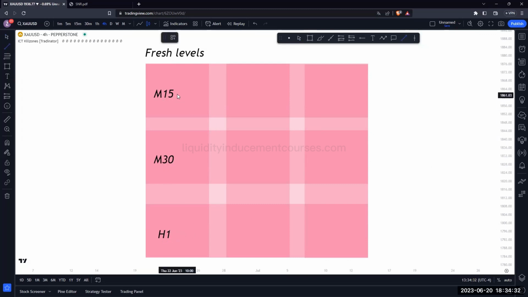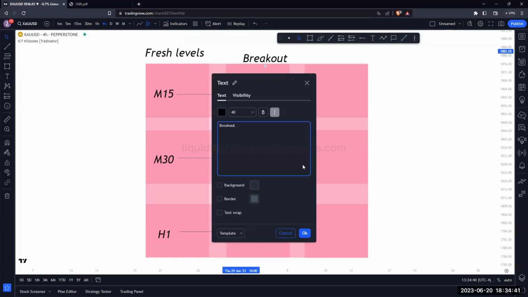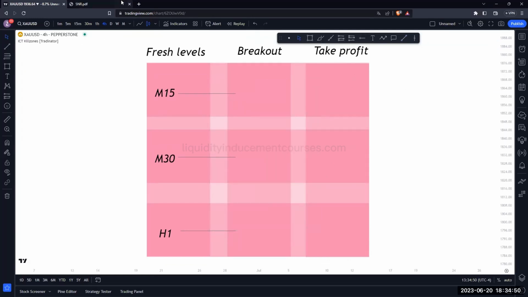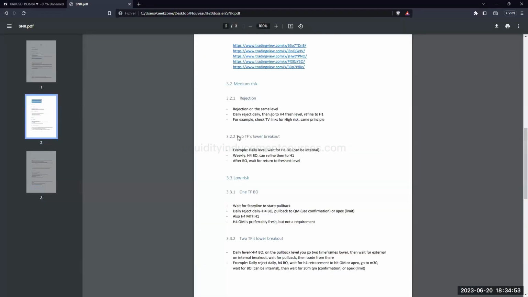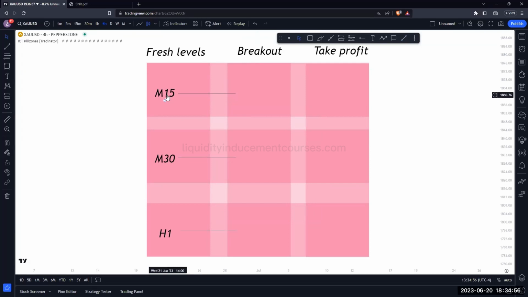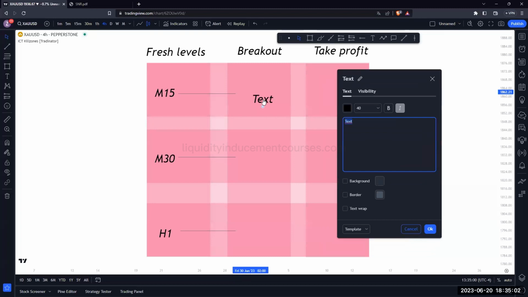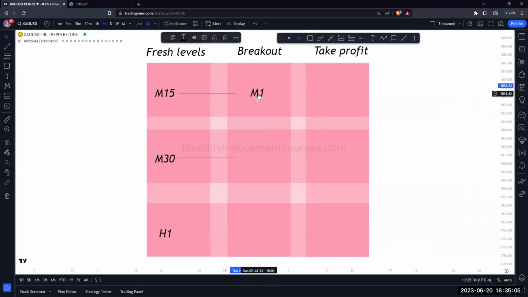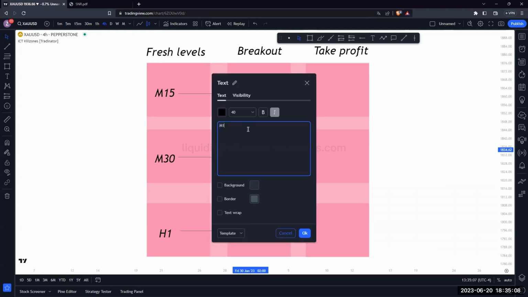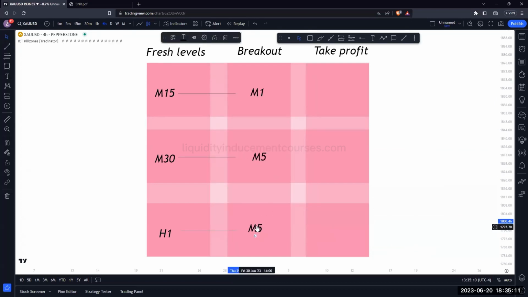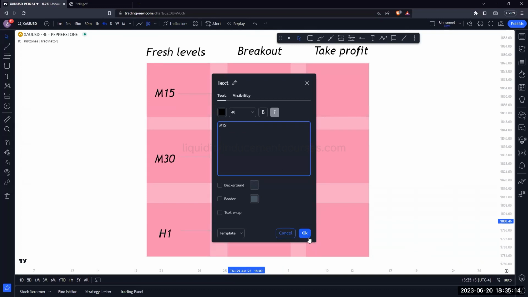And this is the breakout level. And this is the take profit. So the entry type name is 2 time frames lower breakout. So the breakout, where is it going to be? M15 breakout in what time frame? 5 minutes. M5. Where is it going to be? M5, 5 minutes. Yes, M15.